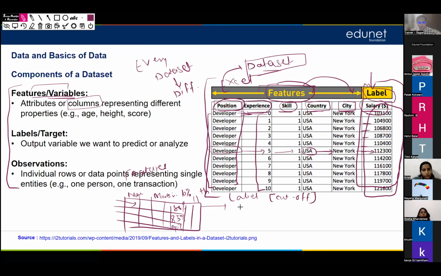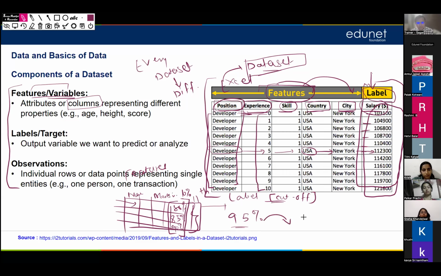Now, cutoff for the first college, let's say this is a common college. Let's say the first cutoff is 95%. Which of these students are going to get admission if the first cutoff is 95? None of them. Why? Because they are not meeting the criteria. The label here is the cutoff.